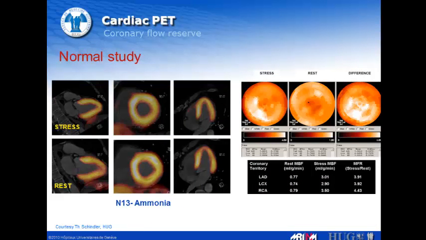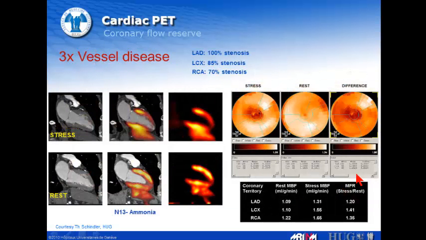Another advantage of cardiac PET imaging is you can do full quantification, especially of flow reserve. Here a patient with a normal study, stress rest imaging, and a flow reserve in the three vessels which can be characterized as normal. And the problem we always have, especially in SPECT imaging, are the patients with triple vessel disease. For example, here a patient with 100% stenosis in the LAD, 85% in the circumflex, and 70% in the right coronary artery.